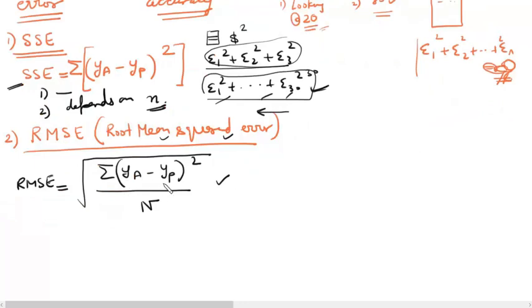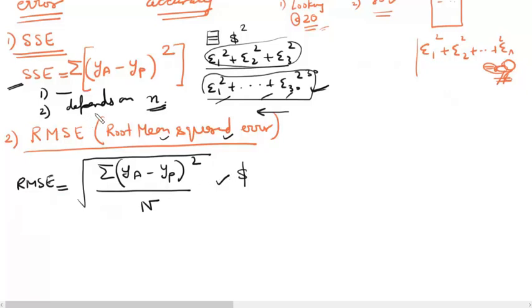Now you see the first disadvantage that we had was of squared units in sum of squared error. Now here we are taking a square root so that the units are back into dollars. The units are no longer dollar square, it is back into dollars. So it is more interpretable.